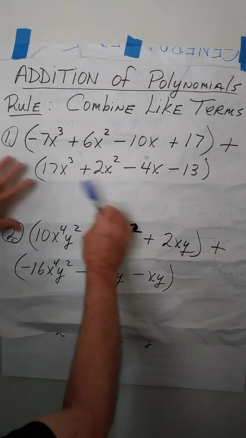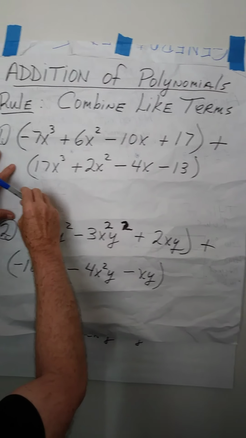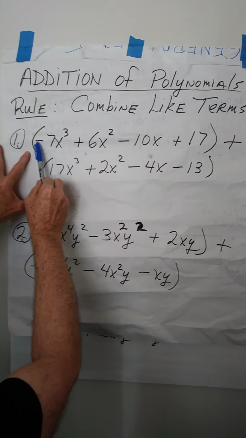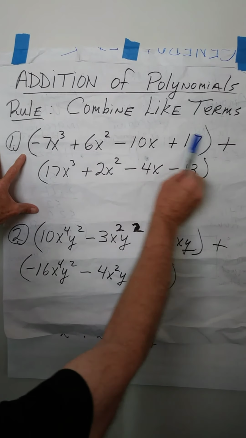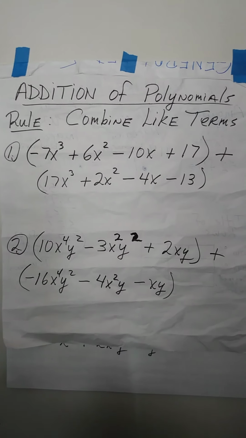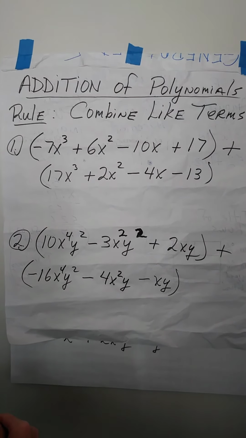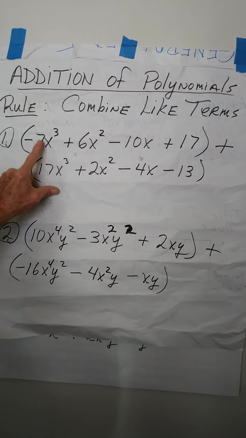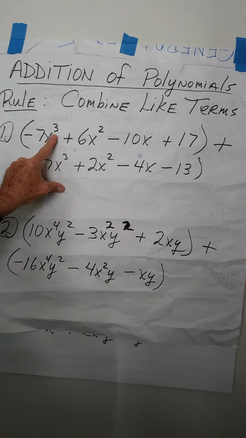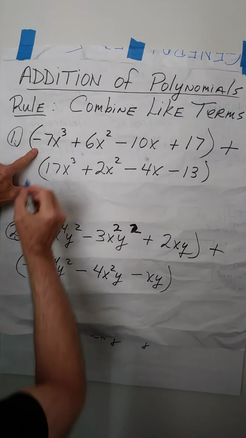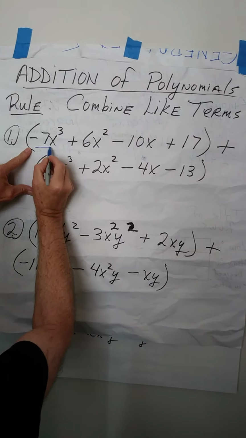So on number 1, I didn't have room to write the whole thing out horizontally. I had to give myself some space. So here is polynomial number 1, and we're going to add it to polynomial number 2. And we're going to simply do this. We're going to start with the very first term in this first polynomial, which is negative 7x to the third. Its variable part is x to the third. I'm going to underline it once.